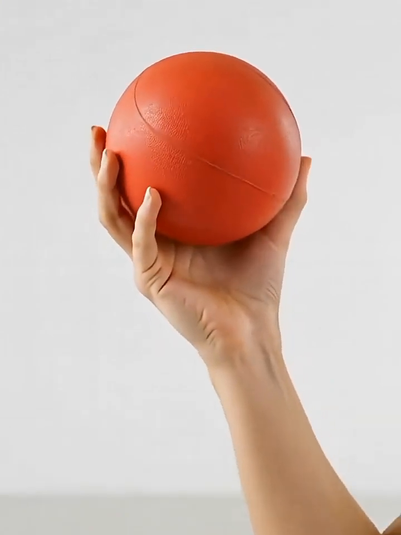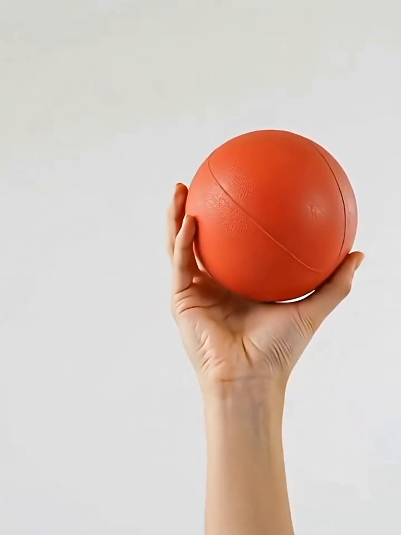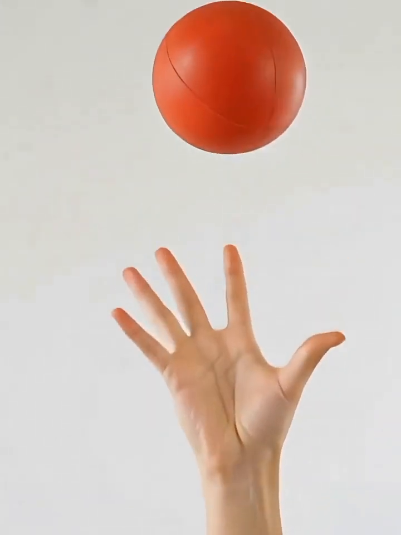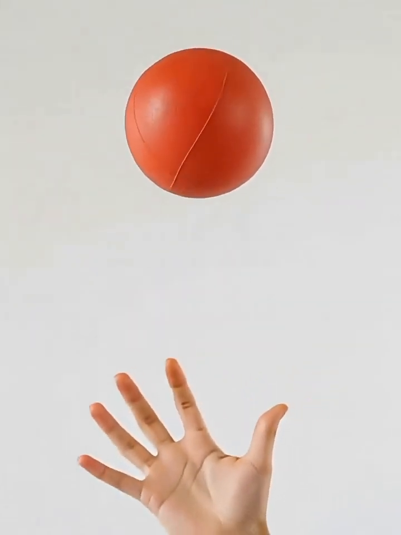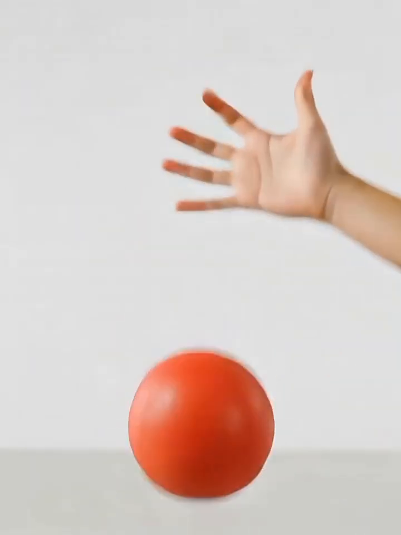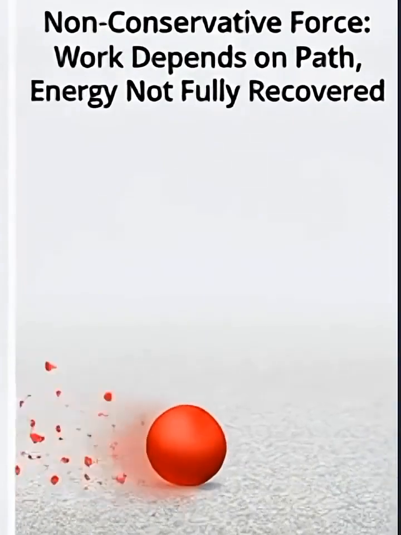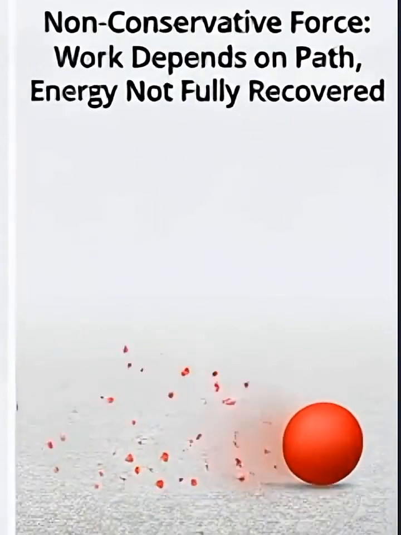Gravity pulls the ball down. When you lift the ball up, you give it energy. When it comes down, gravity gives that energy back. It's like gravity is very honest. It never steals energy. But a non-conservative force is a force in which the work done depends on the path taken, and energy is not fully recovered.